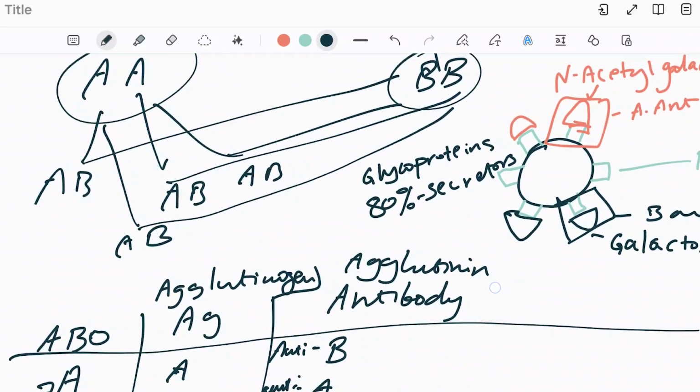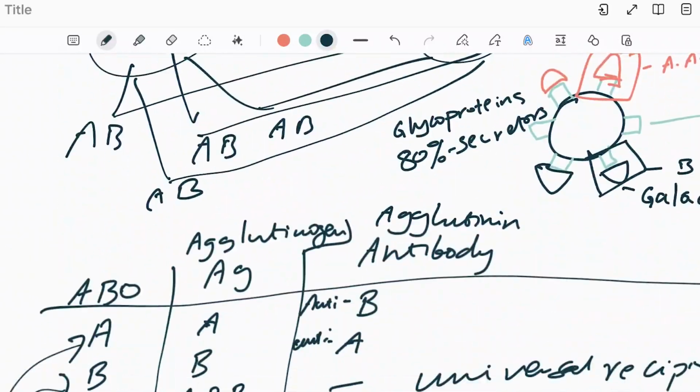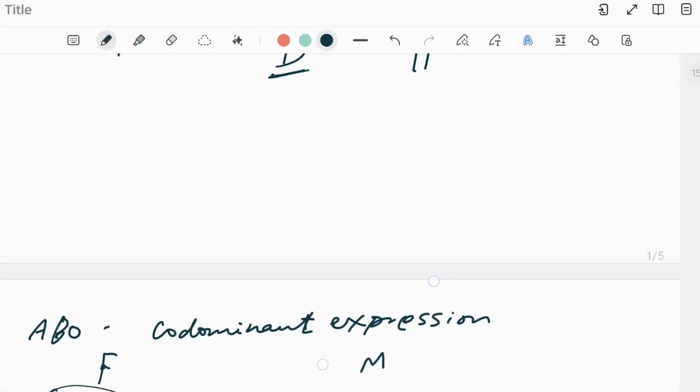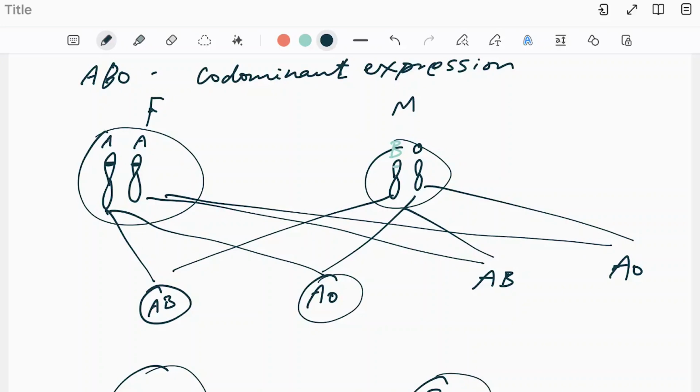The chromosome for the ABO blood group system, on which all of this is, is chromosome number 9. So remember, chromosome number 9 does this. All these ABO systems we were discussing over here, the chromosome is chromosome number 9.